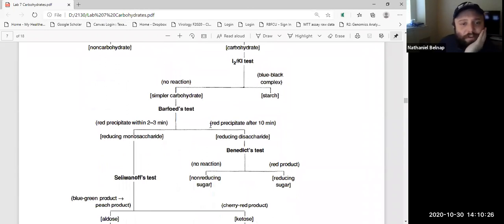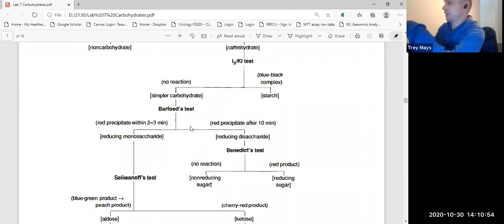Okay, the Barfoed's test. Okay, red precipitate after 2 to 3 minutes, it's a monosaccharide. See, but I didn't see any precipitate after 2 to 3 minutes. So I don't know which one that's supposed to be, but unless you guys saw something else, they all should go to the 10-minute one. Does anyone disagree with that? Because I didn't see it. Maybe I have to rewatch the video, but I didn't see anything like that. So anyway, according to the video, I would agree with that, yeah.